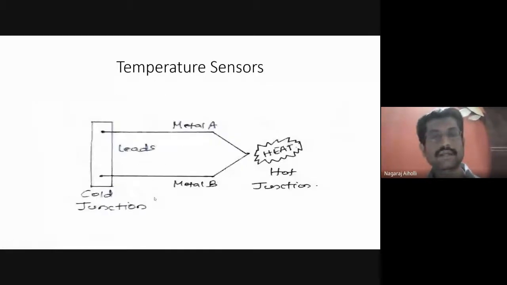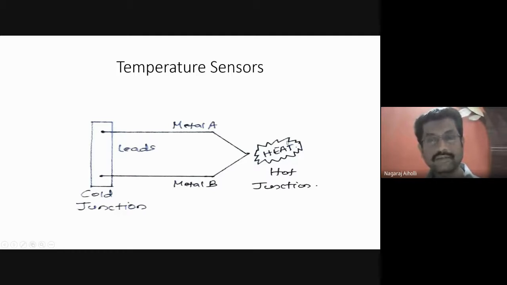This is the example that I mentioned here. This is our cold junction, reference junction. There are two metals, metal A and metal B. They are joined at the other end. This is called the hot junction. Here we are applying the heat energy.